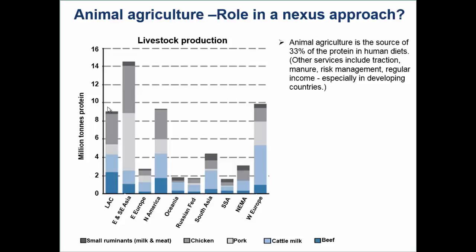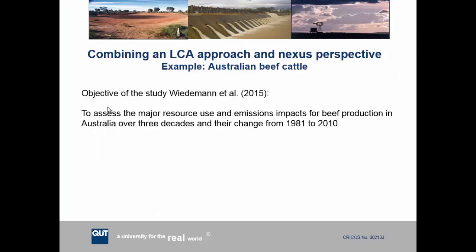Animal agriculture, particularly in developing countries, has multiple roles. We can manage better, and I want to move on to just looking at some of the factors that play into how water, land, energy, and food interact as part of managing animal agriculture. And I'm going to do that using an example from Australia.